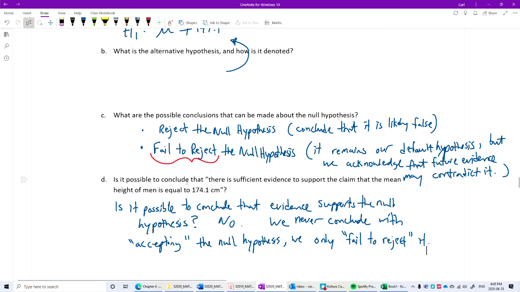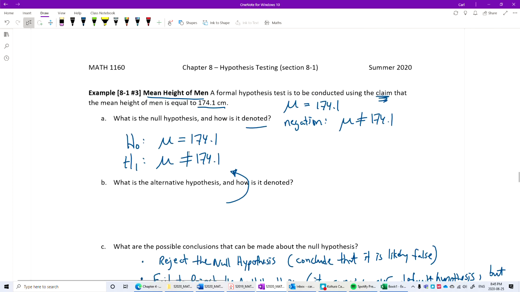Okay, and the reason for that is that the null hypothesis is always a specific equals. Let me say it again. The null hypothesis always asserts a specific equality. It's saying mu equals 174.1. But that's so specific. How could we ever prove that the mean is exactly 174.1? Maybe it's 174.11. Maybe it's 174.10001. Essentially, the null hypothesis is too specific for us to ever prove that it's exactly right.